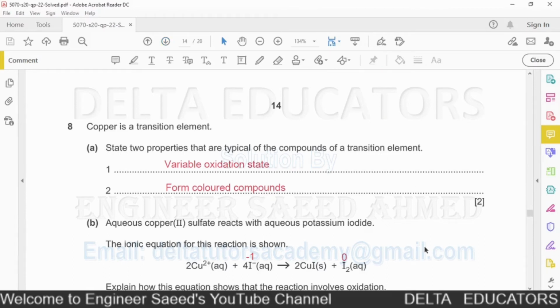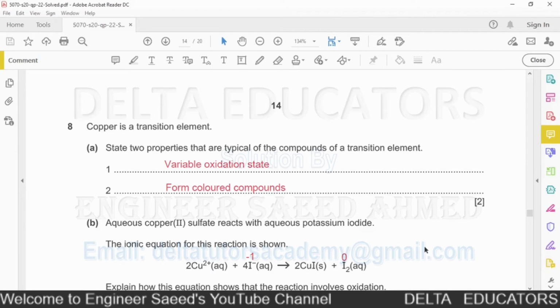Question number 8. Copper is a transition element. Part A. State two properties that are typical of the compounds of a transition element. For properties of transition elements, all the transition elements have variable oxidation state. As an example, iron has an oxidation state of +2 and also +3. So here we can say that transition elements have variable oxidation state.